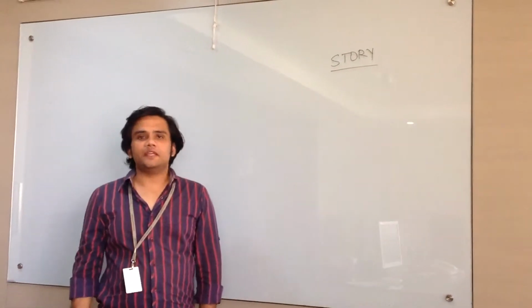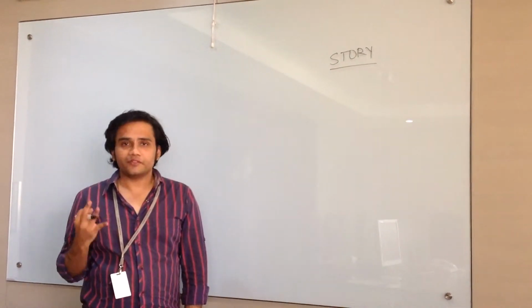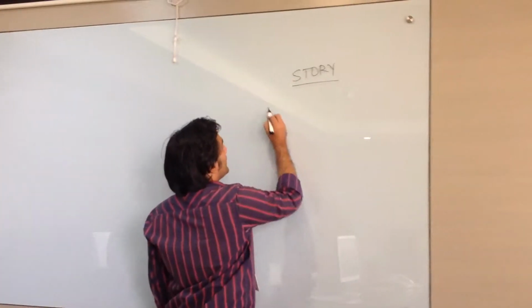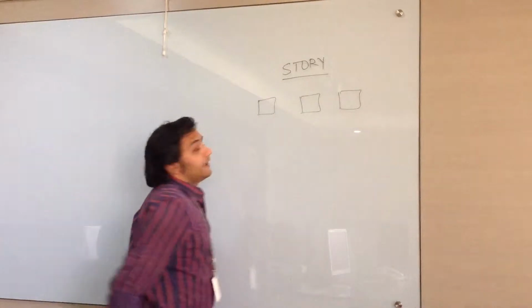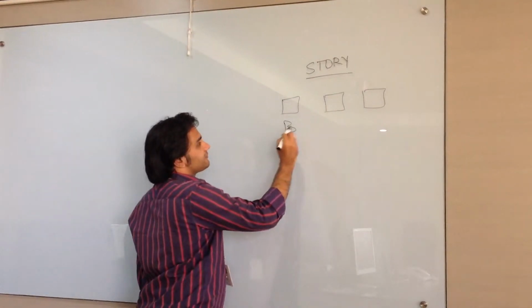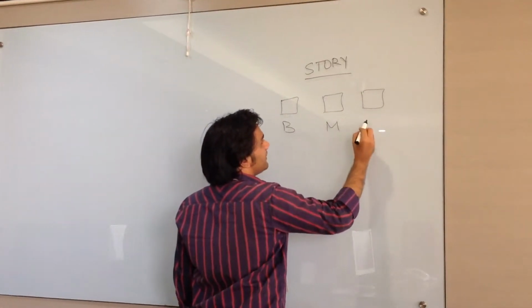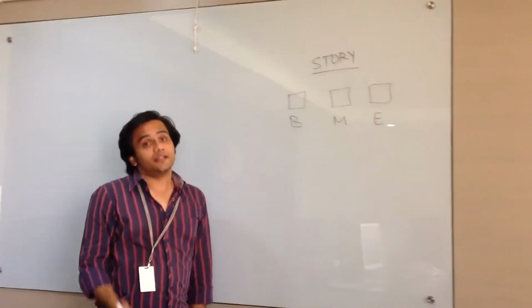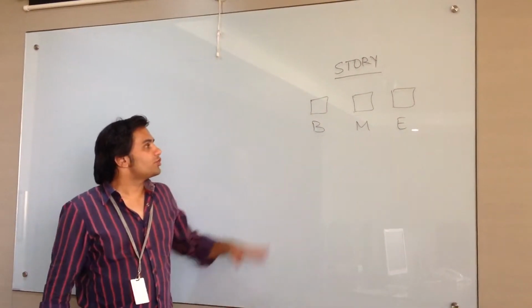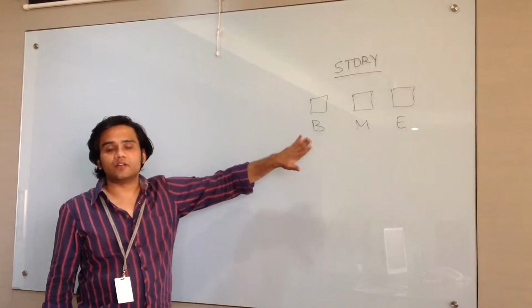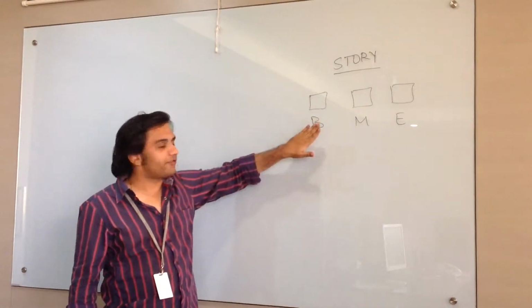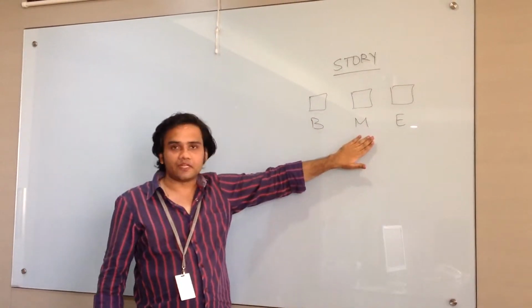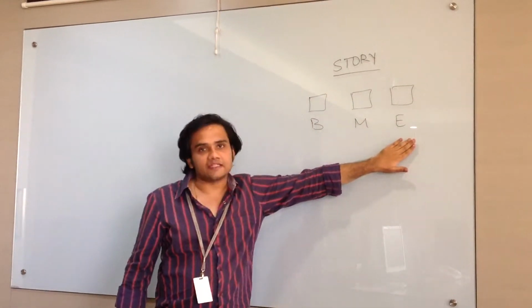Now, fundamentally speaking, a story is made up of three parts. It has a beginning, it has a middle, and it has an end. So, no story is ever complete without these three parts. It has to have a beginning, it has to have a middle, and it has to have an end.